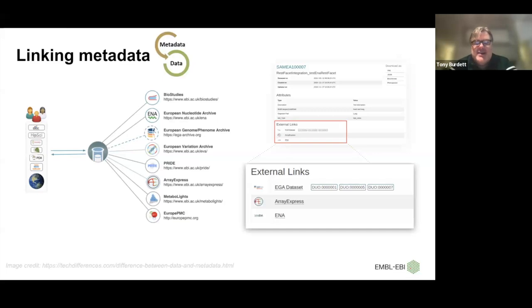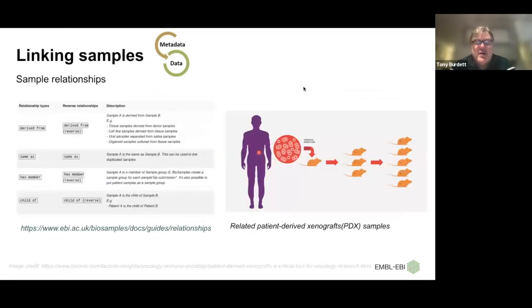And there are some practicalities about how we do that. So you see the communities on the left of this diagram, interacting with BioSamples. BioSamples has the connection to all the underlying archives. And here you just see on a BioSamples record that we've got some external links to data sets that are in EGA or ExpressionAtlas and ENA. So for this particular sample record, there's derived data that you could go look at across a number of different archives.